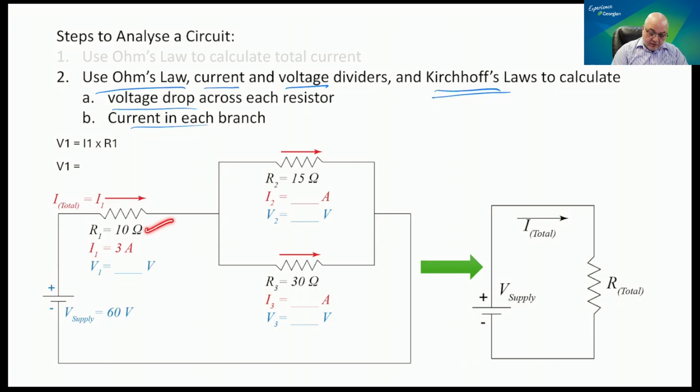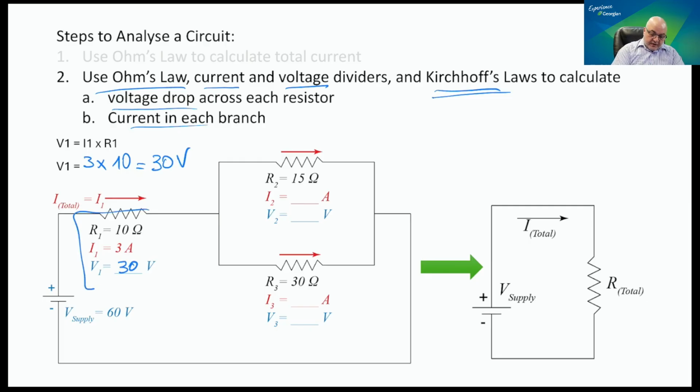If I know R1 and I1, then what's stopping me from calculating V1? I can easily do that right now. I1 is 3 amps multiplied by R1, which is 10 ohms. So V1 is going to be 30 volts. That's it. We have just calculated 30 volts.